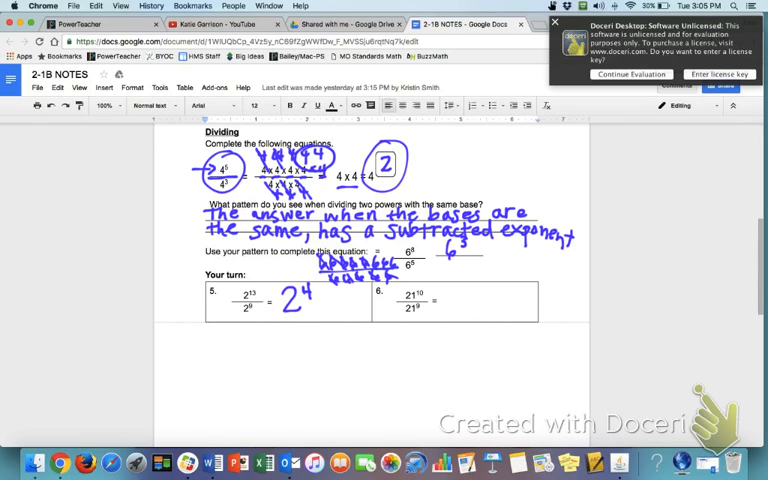All right, I got 2 to the 4th as my final answer on the first your turn. And on the last your turn, that one's tricky. You guys could have either put 21 to the 1st, or a more simplified answer would just be 21, because if you have 21 to the 1st power, that just means that you have 21 one time, so it's just 21.